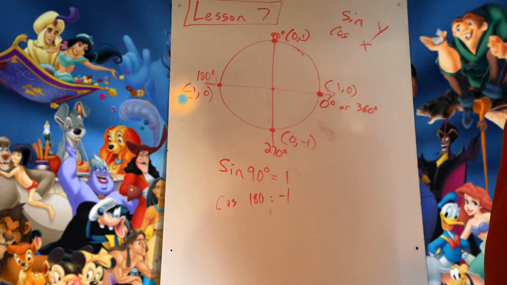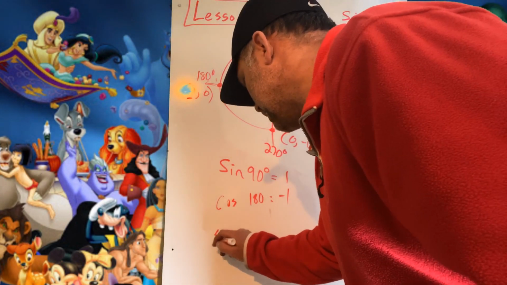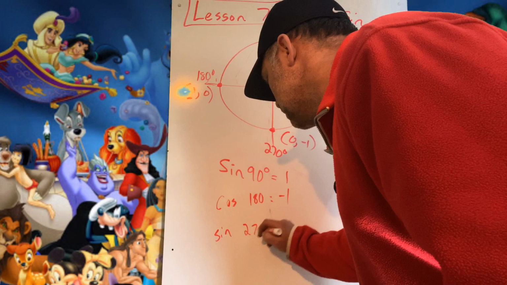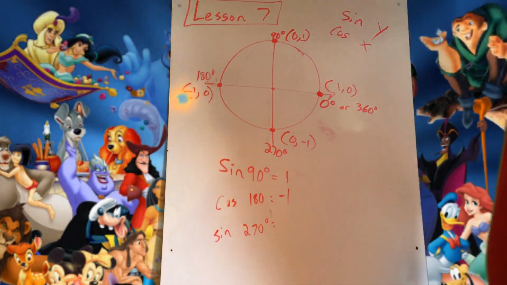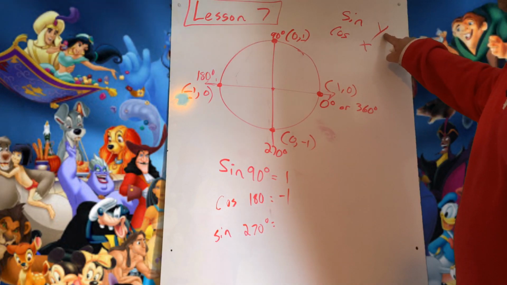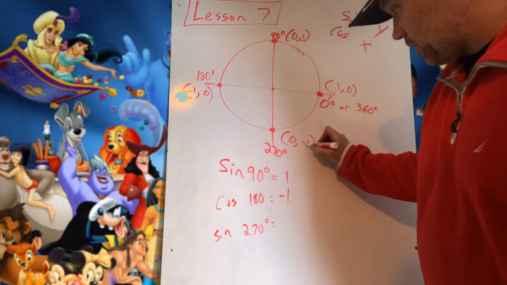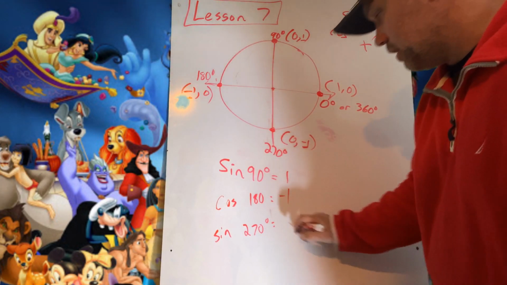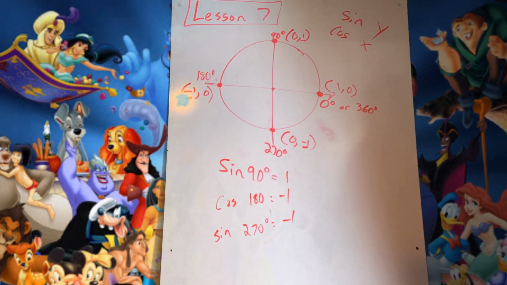All right, let's do that again. Let's do the sine of 270. 270 is down here. Sine is always the y value. So I go to the y value at 270, and it's right here. It's going to be negative 1 as well.